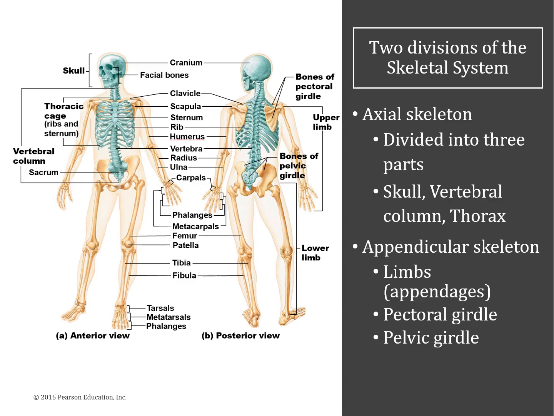The second part is going to be the appendicular skeleton. This is going to be your limbs or your appendages. That's why it's called appendicular skeleton. And then what holds them onto your body. So your pectoral girdle, which is your shoulders, and your pelvic girdle, which is your hips.